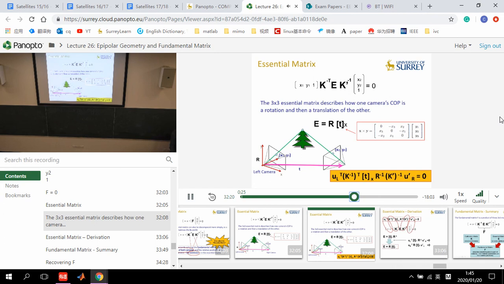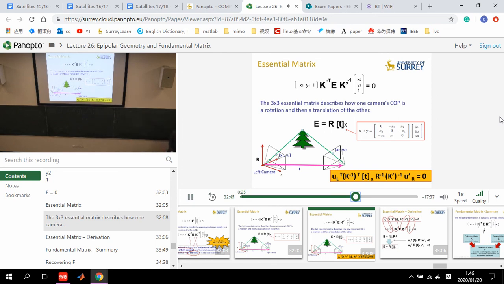This is the expression for the fundamental matrix. Remember, the fundamental matrix is given by this compound matrix transformation. Notice how it ends in this K prime inverse and this K inverse transposed. So what we're saying here is just this section contains the extrinsics, and this is the intrinsics for the left, this is the intrinsics for the right-hand view.